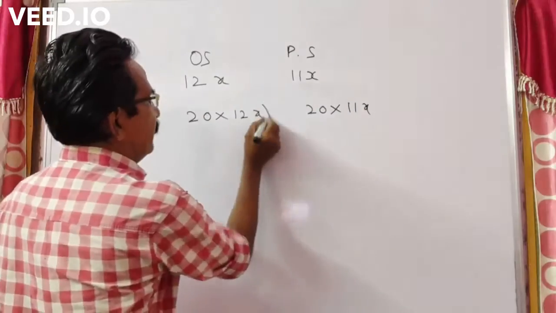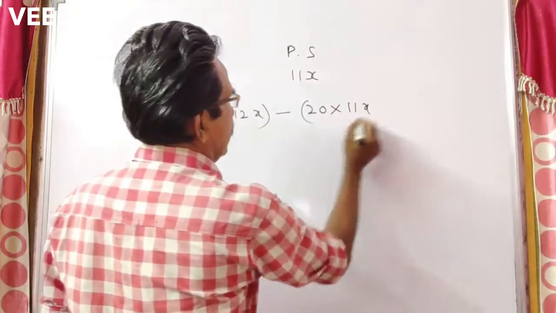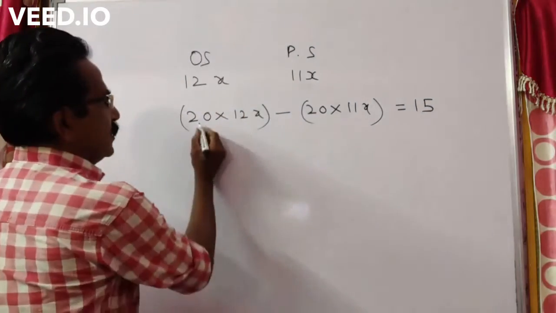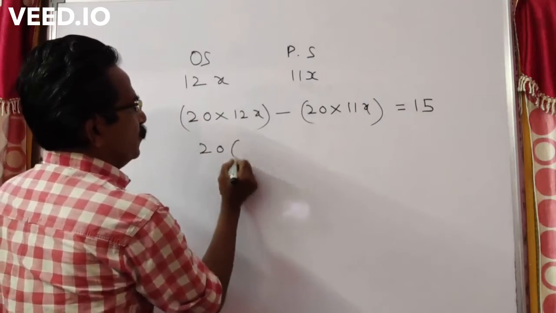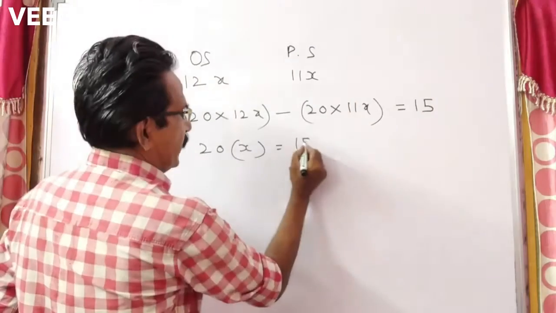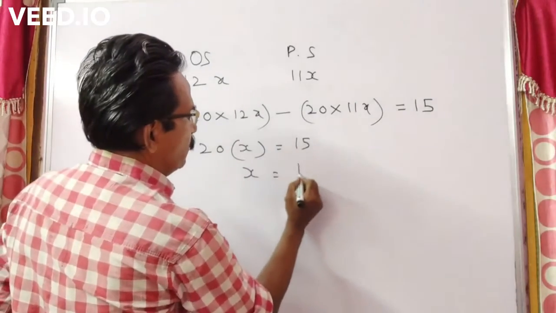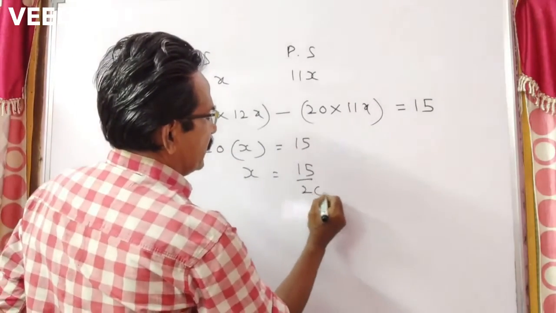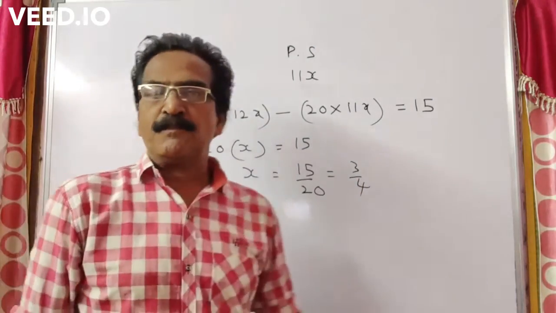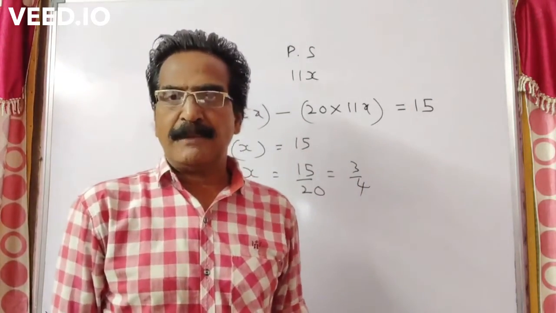So the difference between these two distances is 15 kilometers. So 20 into 12x minus 11x, that is x, is equal to 15. x is equal to 15 by 20, that is equal to 3 by 4. x is equal to 3 by 4.